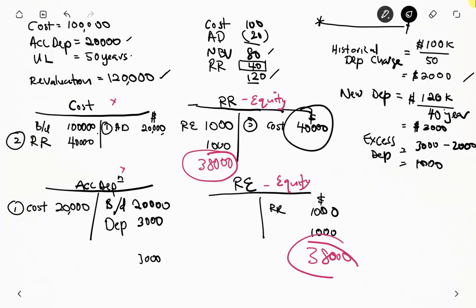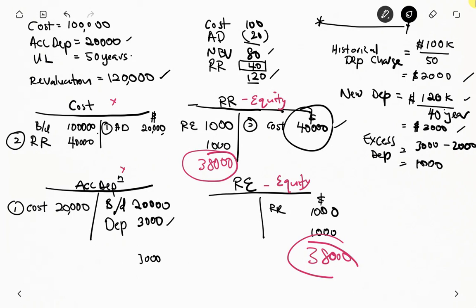So what's the double entry? Before this, we do not know how much this is. So it's 80 here, and from 80 we have to increase 40. So debit 40, credit 40. And our depreciation should be based on the new value 120. How many years left? 40 years left. So 120 divided by 40, my new depreciation will be 3. So debit depreciation, credit accumulated.